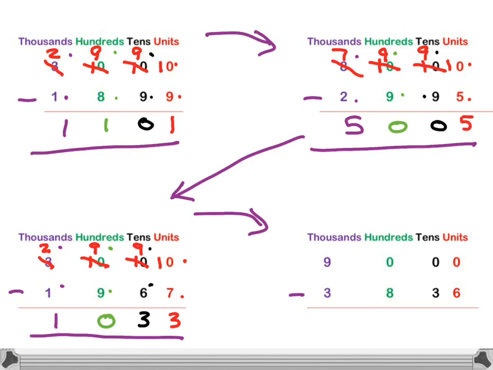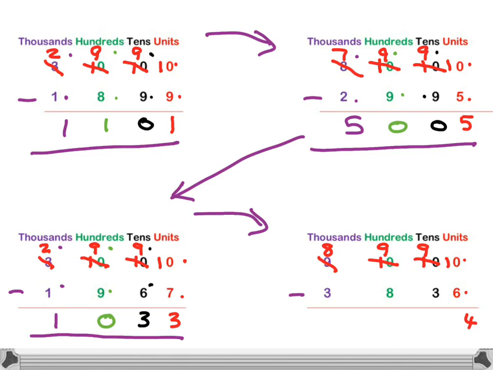Okay. We're going to borrow from this 9. It's going to become 8. That's going to become 10. Borrow from the 10 becomes 9. That's going to become 10. Borrow from the 10 becomes 9. That's going to become 10. 10 minus 6 is 4.